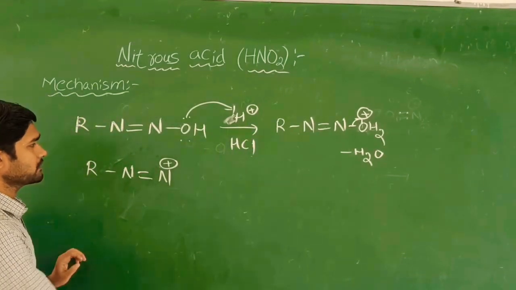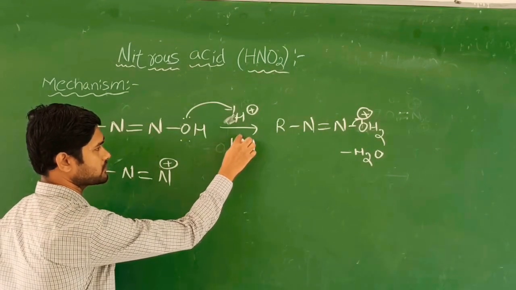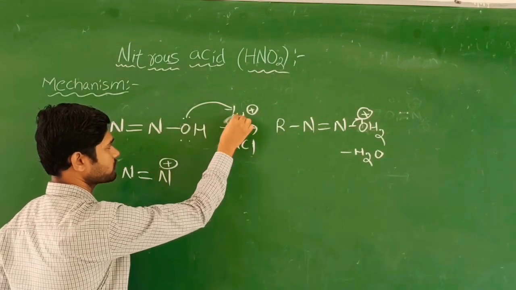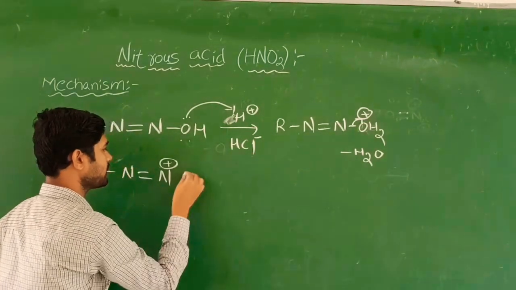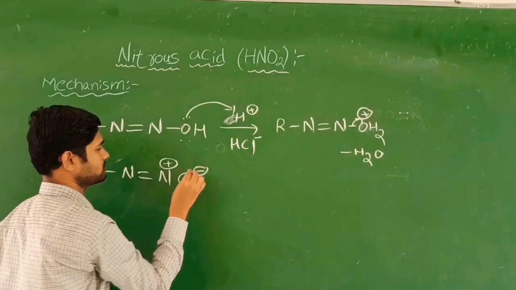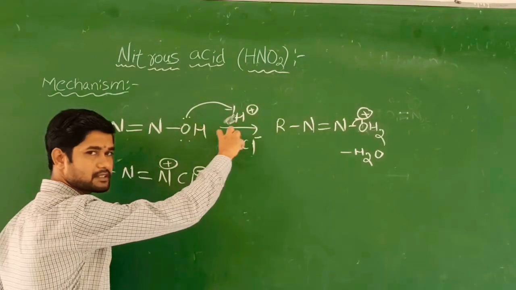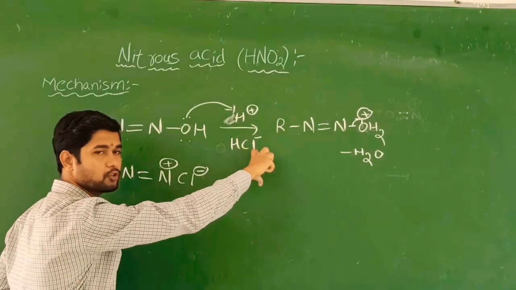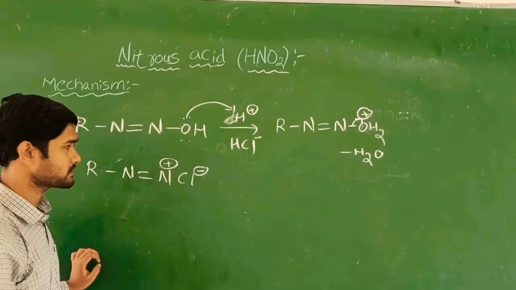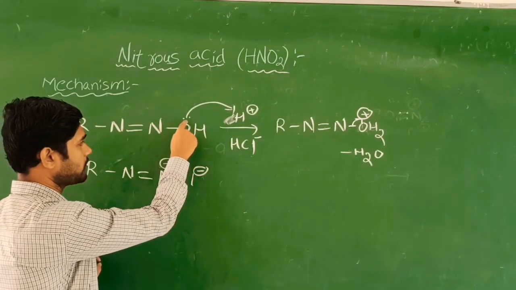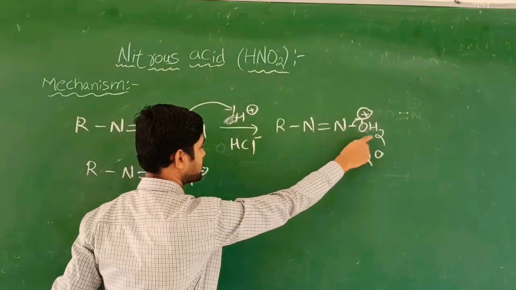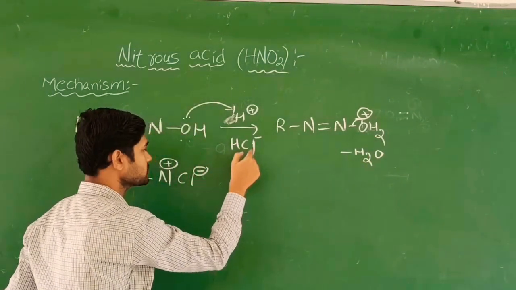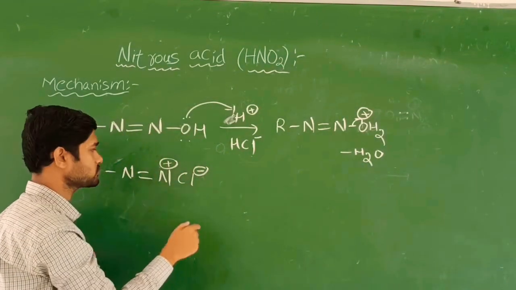So what happens here? This H plus is also utilized for this one. This oxygen utilizes the H plus, and the remaining left out is Cl minus, and this Cl minus simply combines here. Because this reaction is carried out in acidic medium, right? HCl I am going to take, because HCl is a strong acid. So this oxygen lone pair of electrons is utilized for this hydrogen. So water is eliminated, and the remaining left out is Cl minus. This Cl minus combines with nitrogen here.